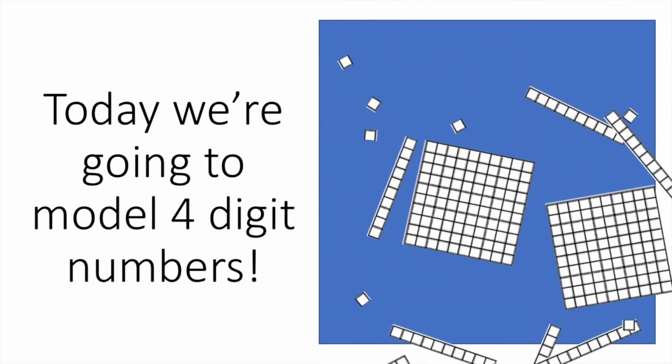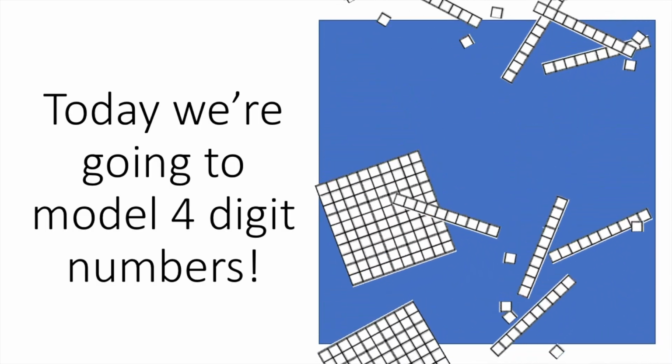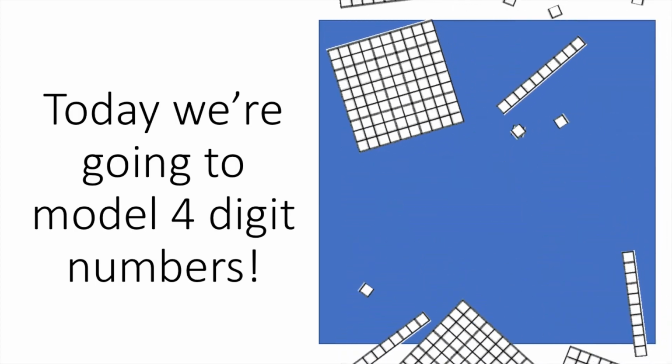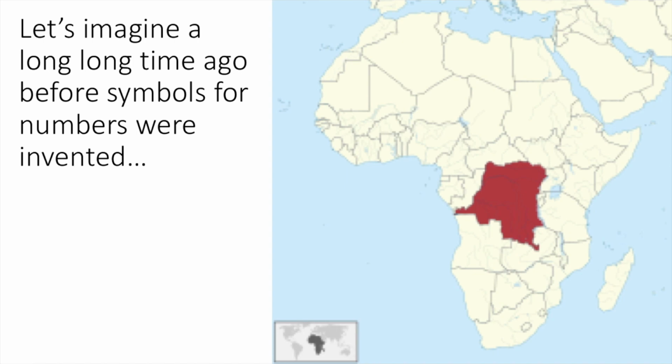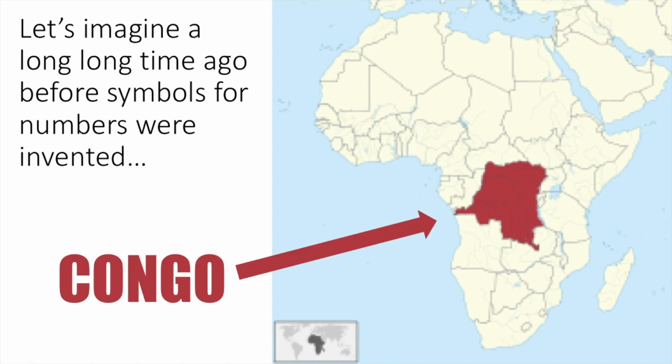Today we're going to model 4-digit numbers. But to really understand why our model looks a certain way, we're going to talk about a little bit of math history. Let's imagine a long time ago before symbols for numbers were even invented. Archaeologists have actually found a really special artifact in the Congo on the continent of Africa that shows how the earliest people kept track of numbers.